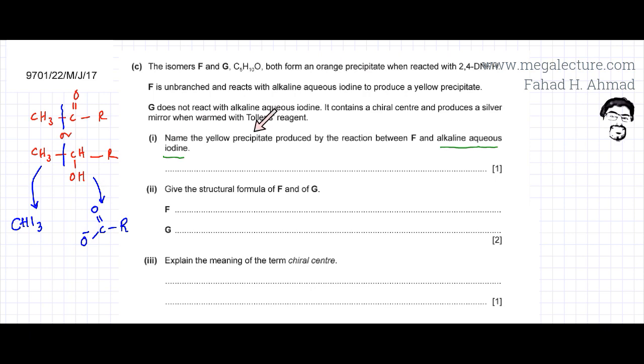Now the first part is to name the yellow precipitate produced by the reaction between F and alkaline aqueous iodine. That yellow precipitate is CHI3, a solid yellow precipitate. Since the question wants you to name it, the name of this compound is triiodomethane.